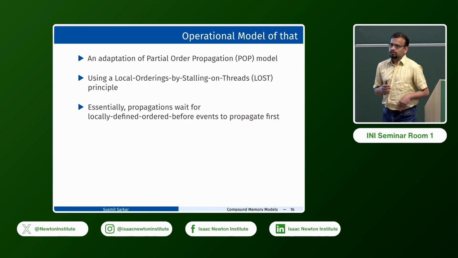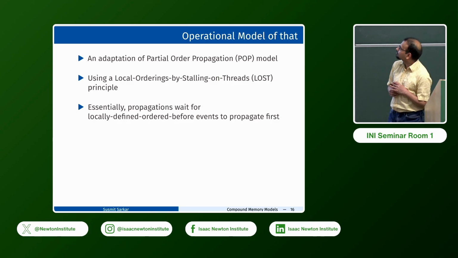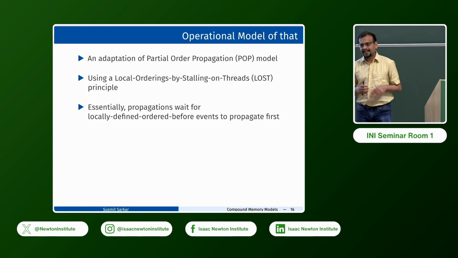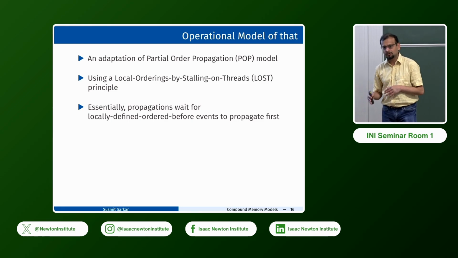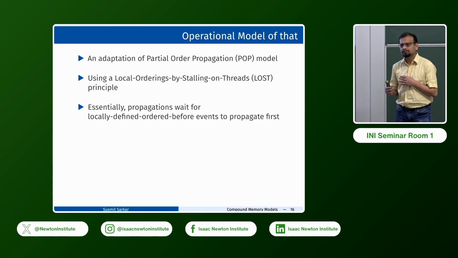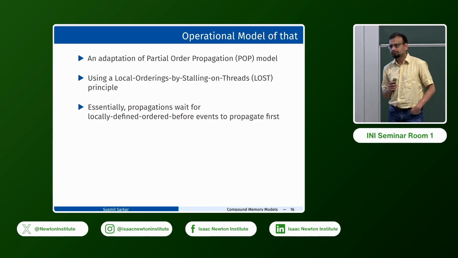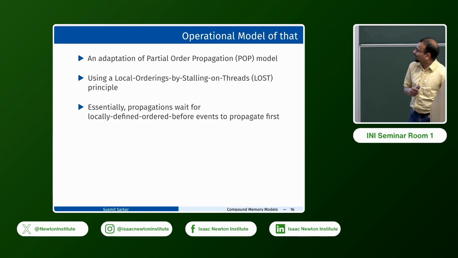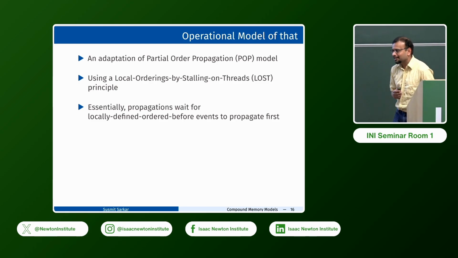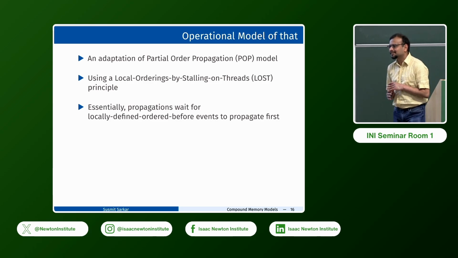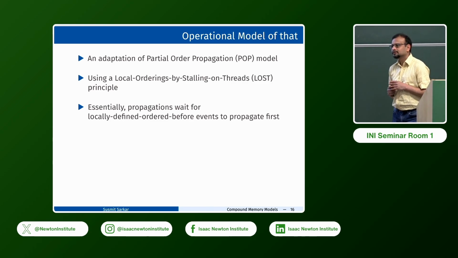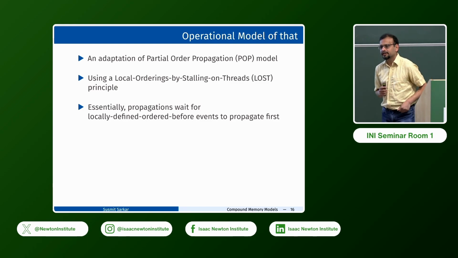And what we did was we tried to model that kind of world operationally using an adaptation of one of our old models, a partial order propagation model. The idea there is that when you are propagating events from thread to thread, you propagate certain order constraints to go with those observable events. And this is kind of an acronymization: Local orderings by stalling on threads principle, or LOST, because we wanted to call it lost pop. Essentially, the principle says that the propagations of writes, the orders that we are propagating on in this partial order, are only the locally defined order before relations.